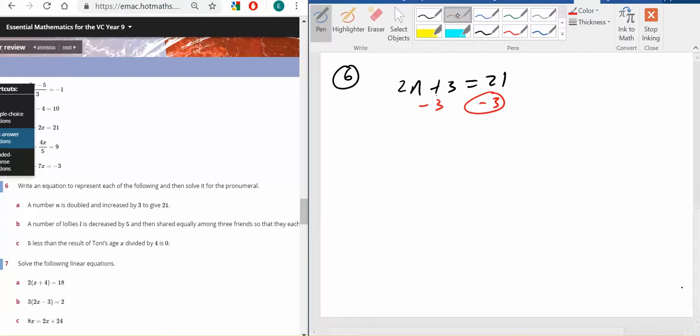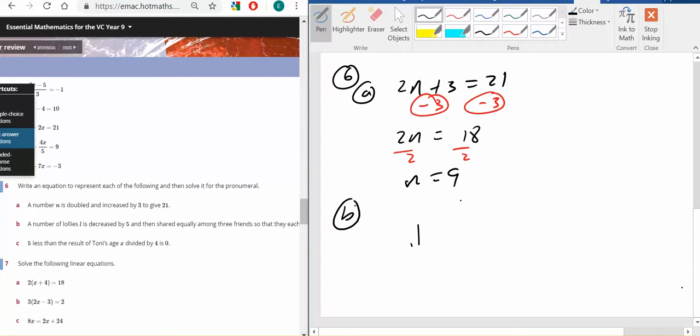Yep, subtract 3 from both sides, and I get 2n equals 18. I divide both sides by 2. I get n equals 9. Okay, that's 6a. That's 6b.